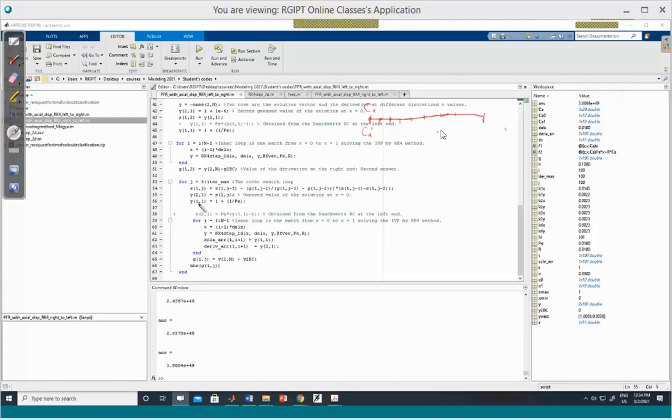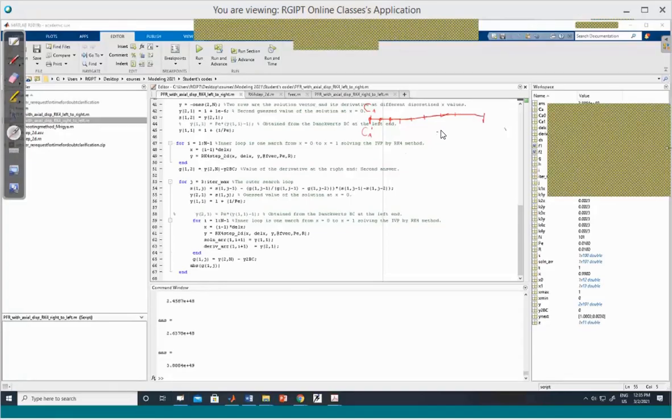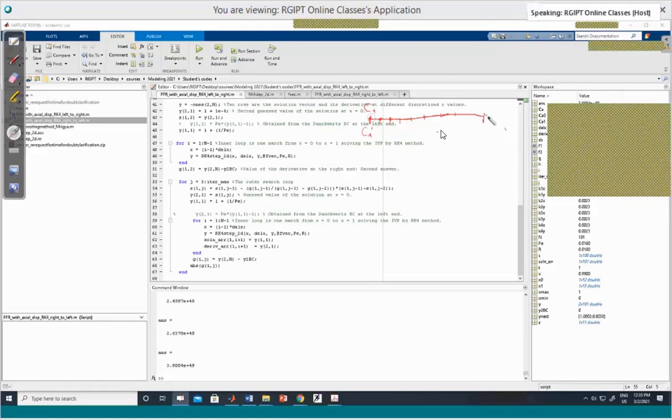This will keep on going, so G will be updated, then again S will be updated, the y's will be updated, again you do the calculation, again you do the march from left to right. This is the inner loop. The inner loop is for the marching from left to right, and the outer loop over here is for different guessed values for which you march from left to right.